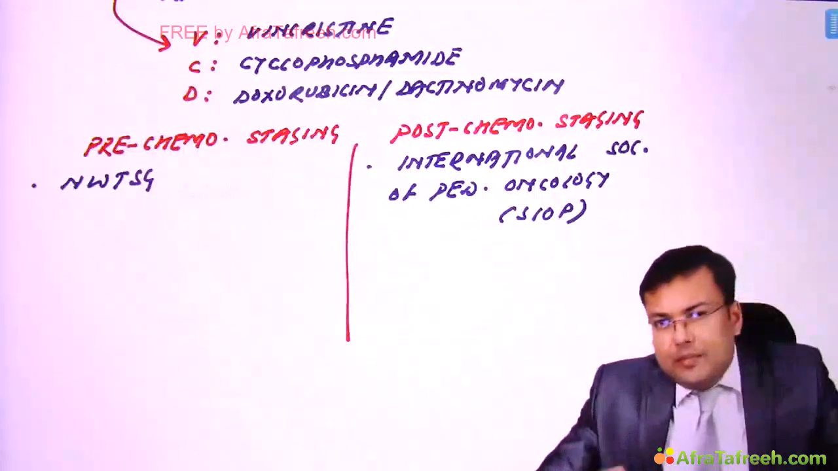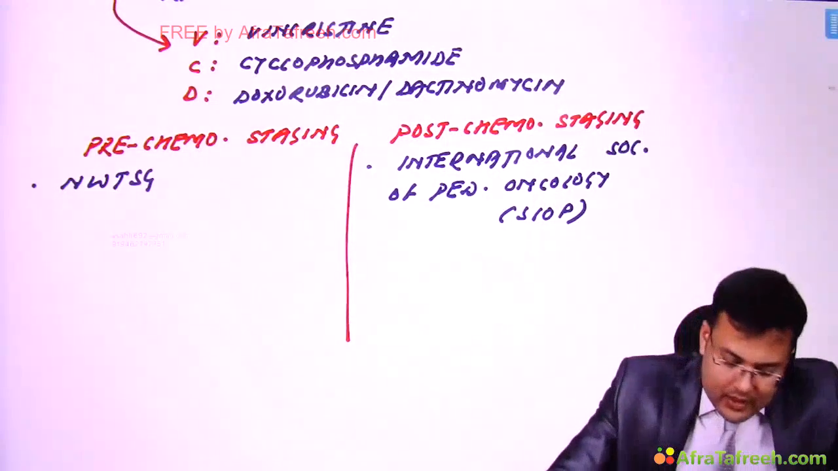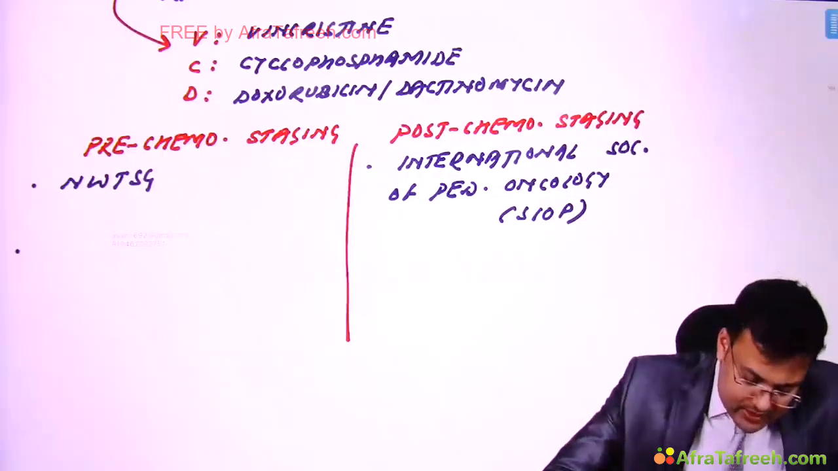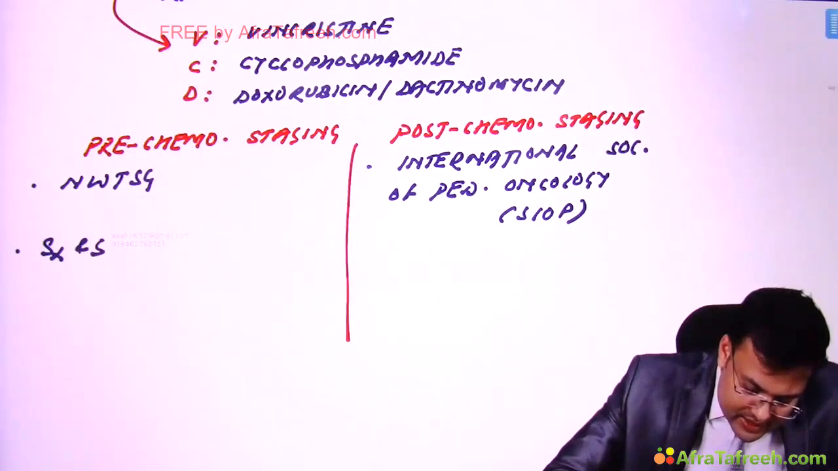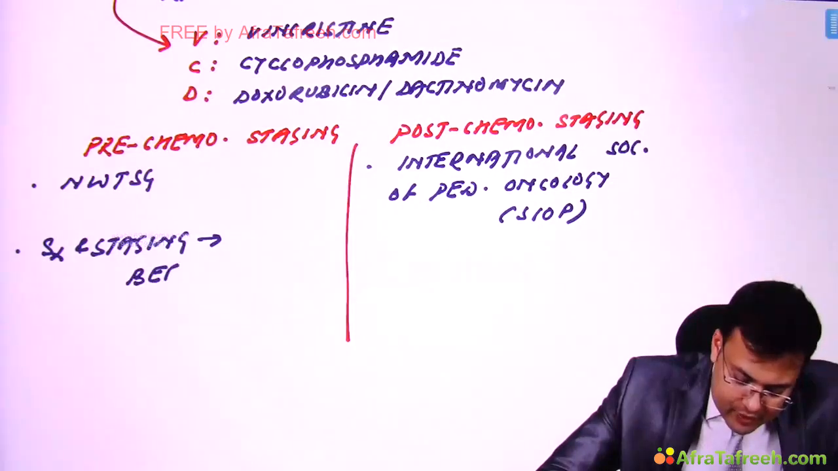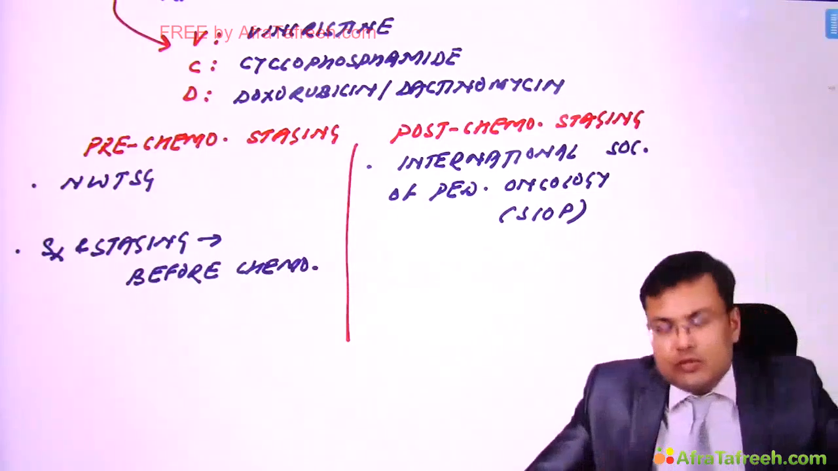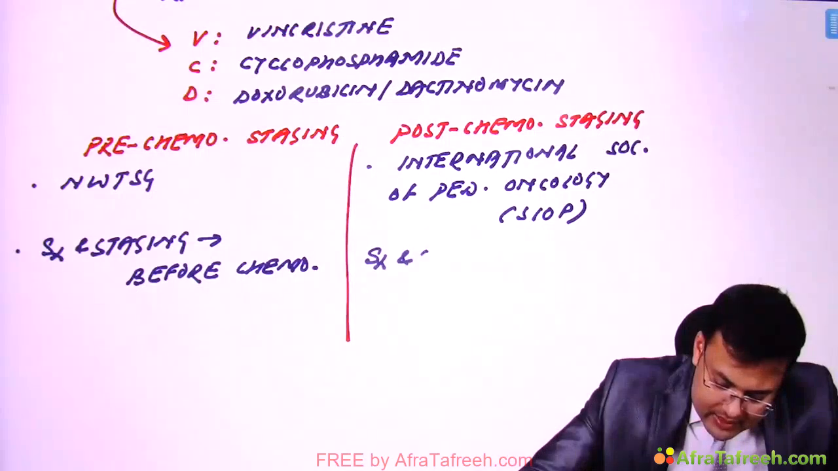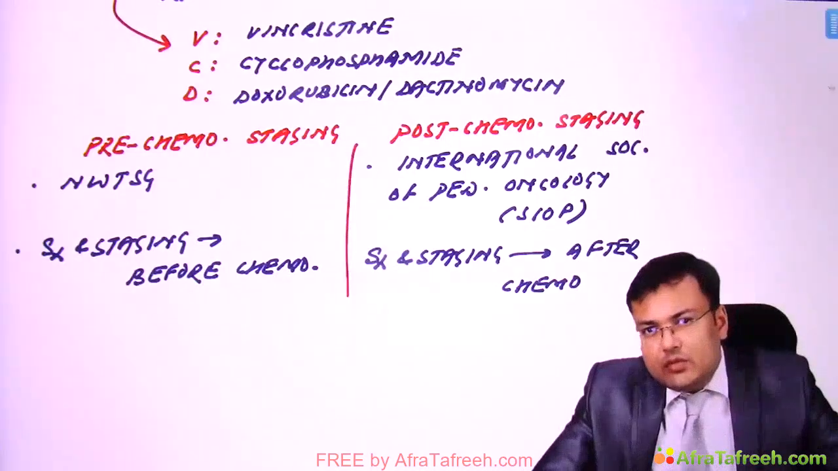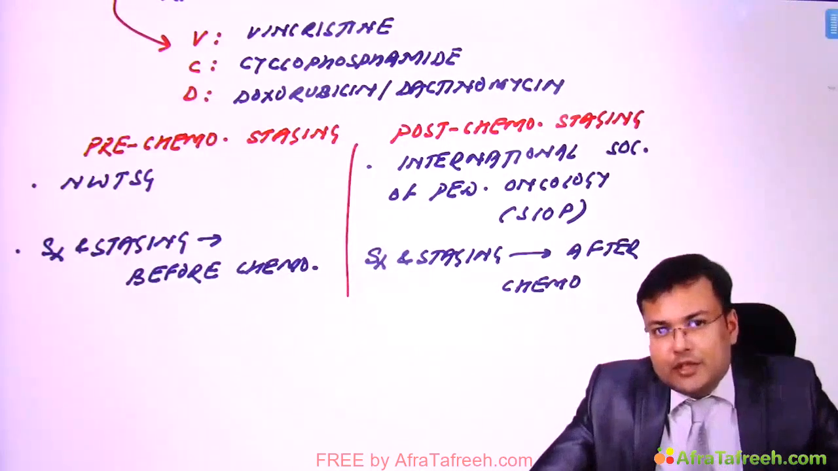Right? Now see, pre-chemotherapy staging. Staging is done when you remove the tumor and send it to the pathology department. It means we perform surgery and staging. Pre-chemotherapy means before chemotherapy, so surgery and staging is done before chemotherapy. Post-chemotherapy means surgery and staging is done after chemotherapy, right? So it's simple. These two are asked in exams and these are for Wilms tumor.